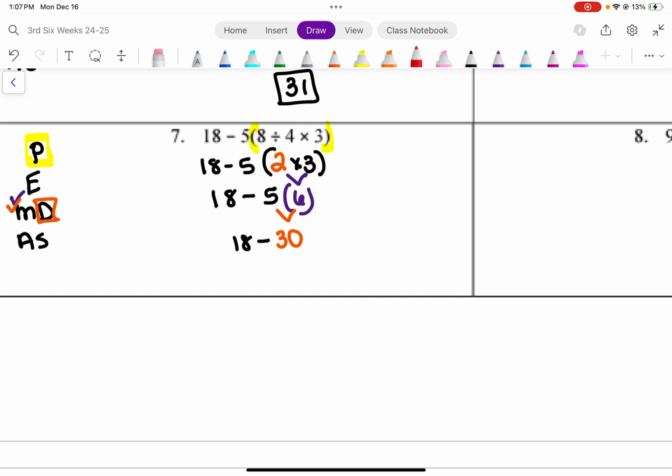Now, if you notice that negative sign is with the 30, then that means my answer is going to be negative. So I'm just going to subtract normal, and I know that it's going to be a negative. So that's going to be a negative 12. That is something that you have to pay attention to.